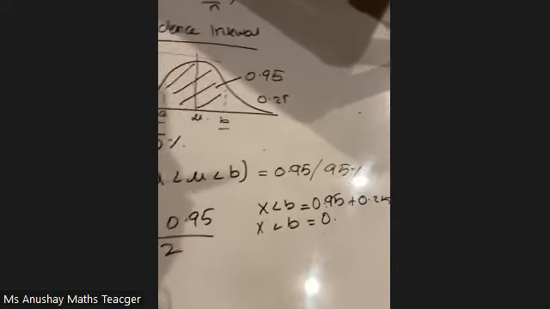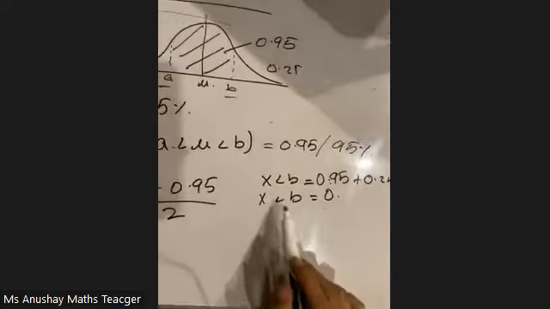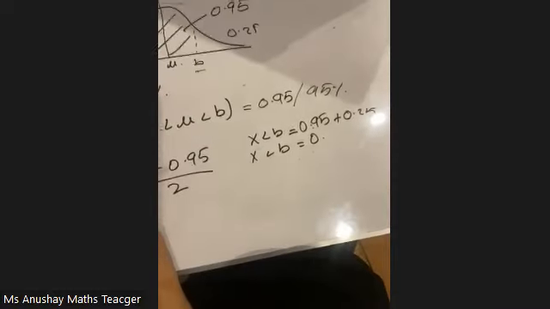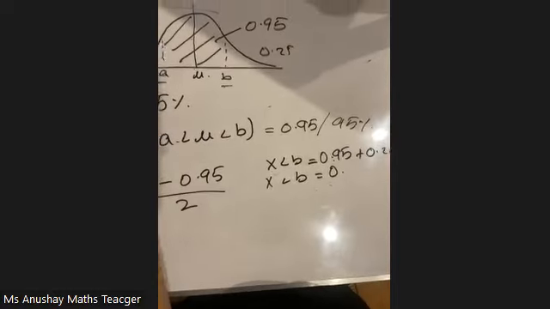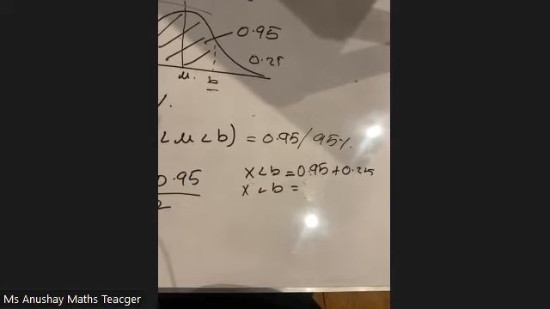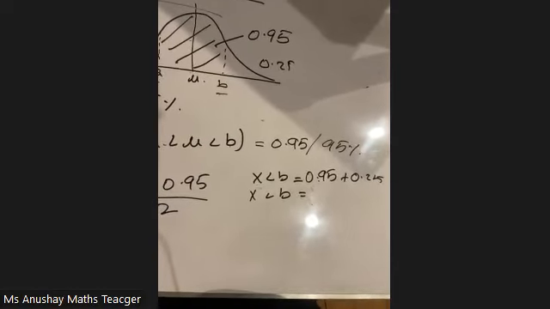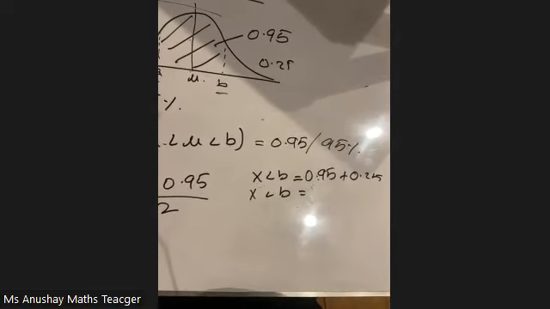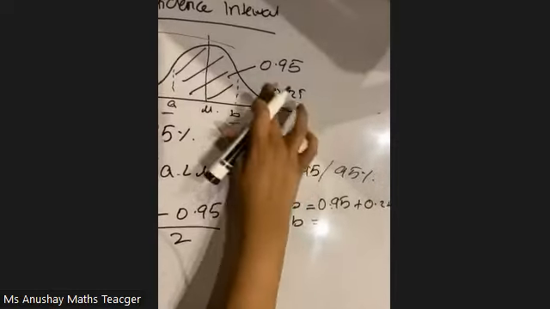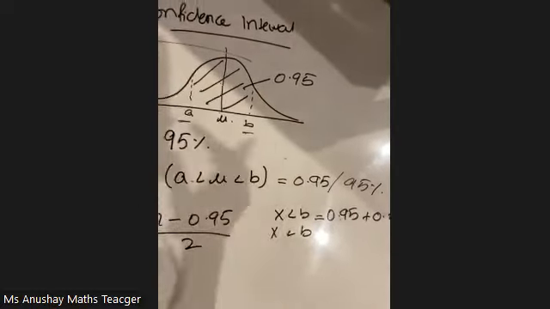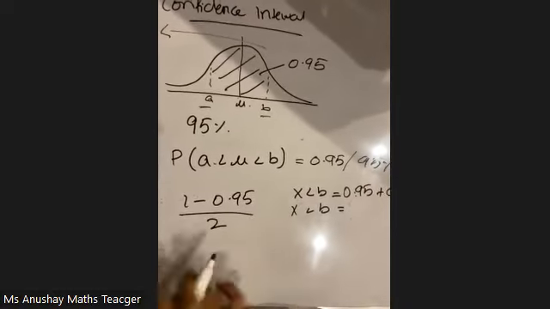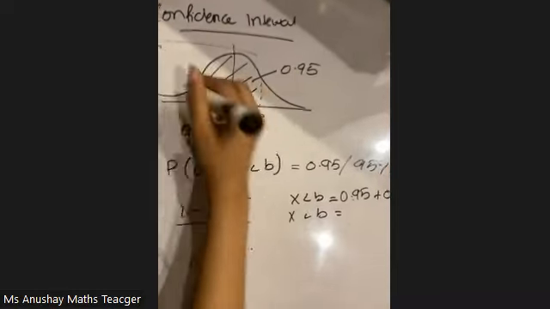You wrote less than for both of them. Yes, I just wrote less than for B. Okay, do you want me to add them for you? 0.95 plus 0.25 is 1.2. How can it be 1.2? How much is 1 minus 0.95, Naila? 0.05. Then you divide that by 2, right? So it's going to be 0.025, not 0.25.